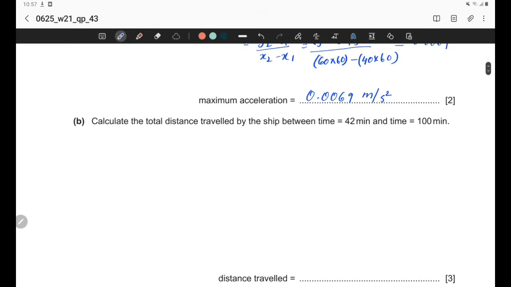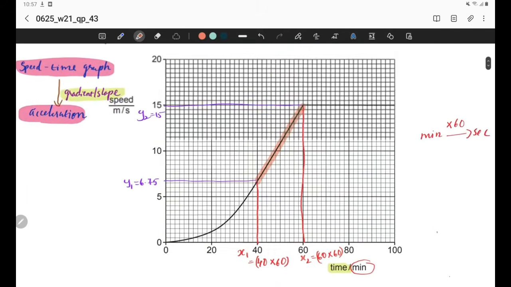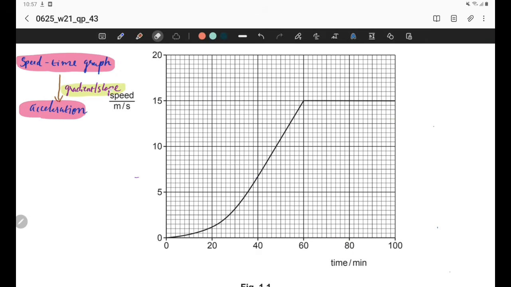Part B. Calculate the total distance travelled by the ship between the time 42 minutes and 100 minutes. So from the speed time graph, we need to calculate the distance covered during the given time interval. So let's go back to the graph again. Again, from a speed time graph, we have to find out the distance covered. In the first part, we had to find out the acceleration, but in part B, we need to find out the distance covered.